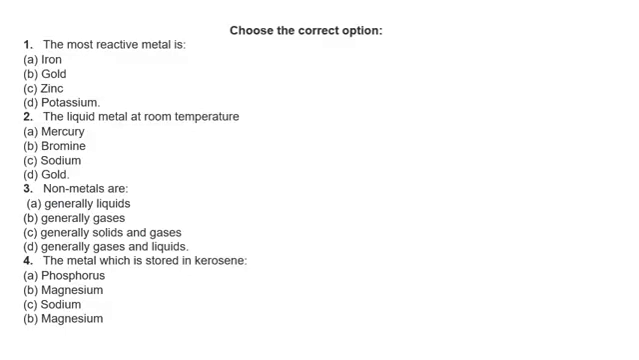Coming to the MCQs, the most reactive metal over here is potassium. Liquid metal at room temperature, mercury. Non-metals are generally solids and gases. The metal which is stored in kerosene: phosphorus, magnesium, sodium. Magnesium they have given twice, so you can make it manganese. It is sodium.